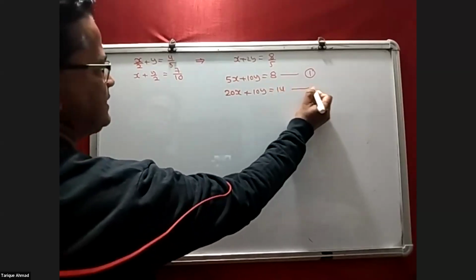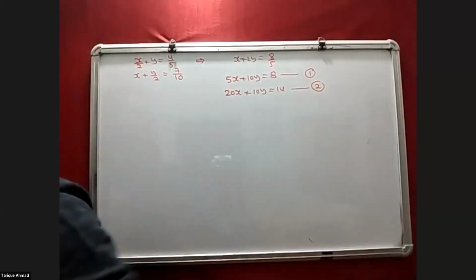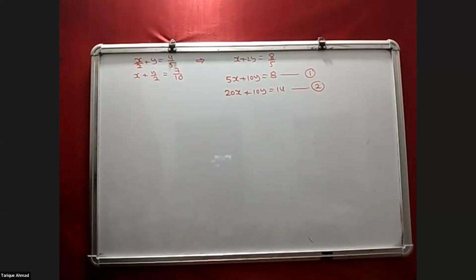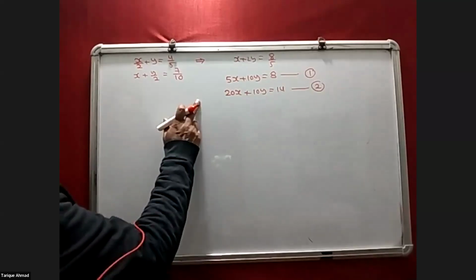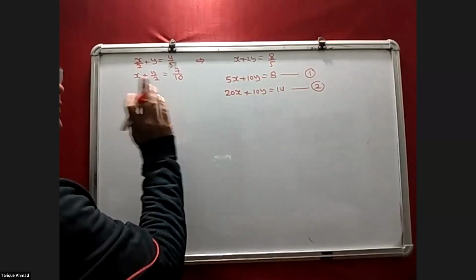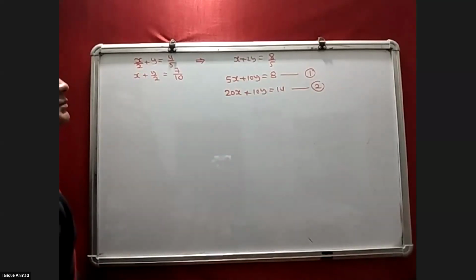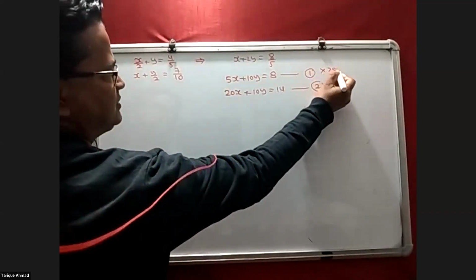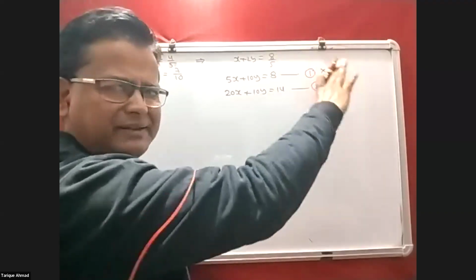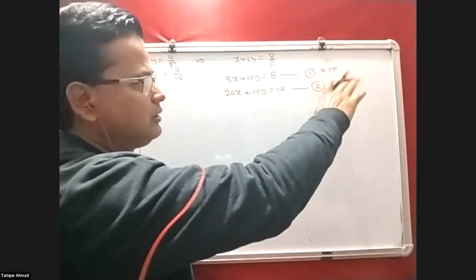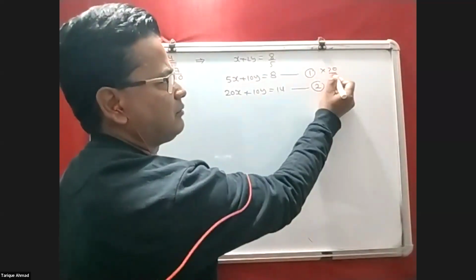Good. Now, I want to equate the coefficient of x. Yes, sir. So 20x. What should I do? I want to equate the coefficient of x. Multiply first equation by 20 and second equation by 5. This is the basic rule. You will get the answer from here. But now see, you will get a bigger number.